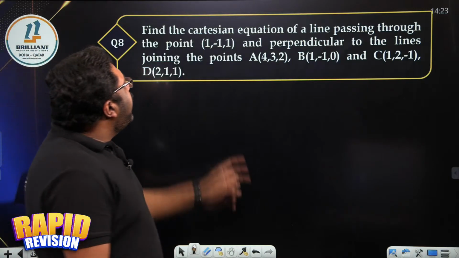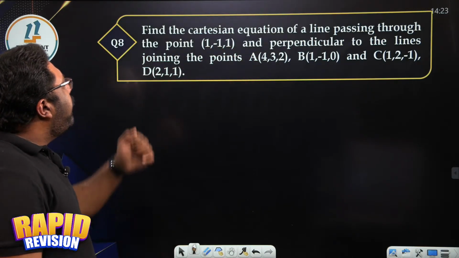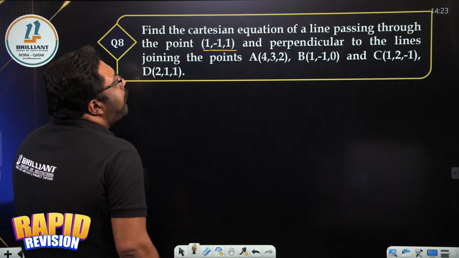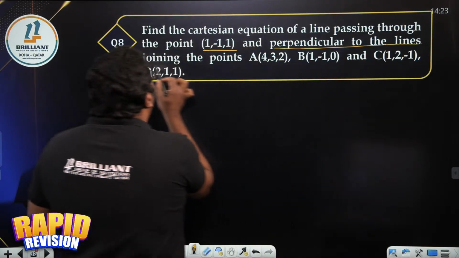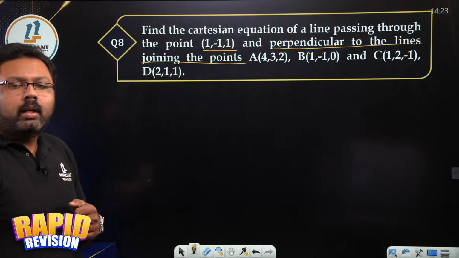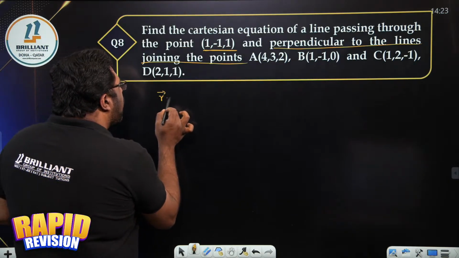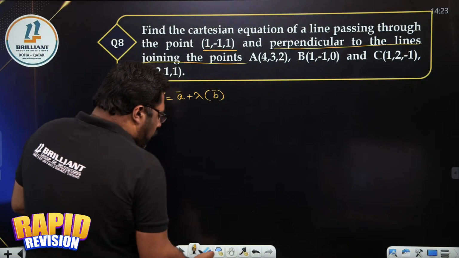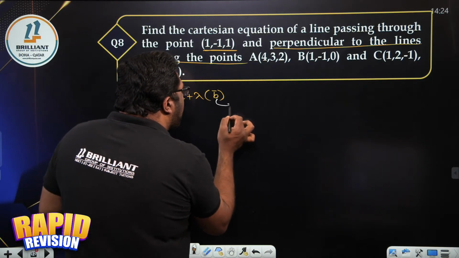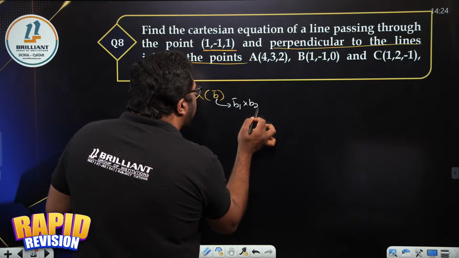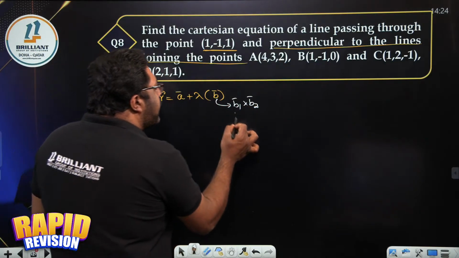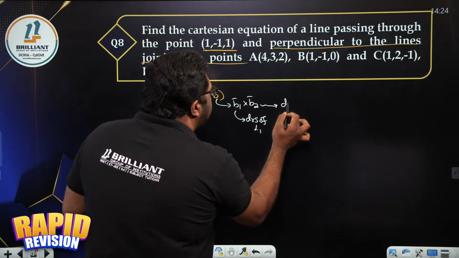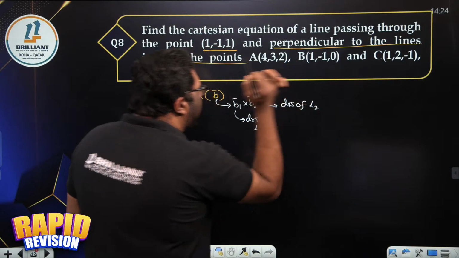Next question. Find the Cartesian equation of a line that passes through the point. The point is given to me. And perpendicular to two lines. Just now we saw it. What is the equation of a line which is perpendicular to two lines? A vector plus lambda B vector, and this B vector is always B1 cross B2. B1 represents the direction ratios of the first line. B2 represents the direction ratios of the second line.